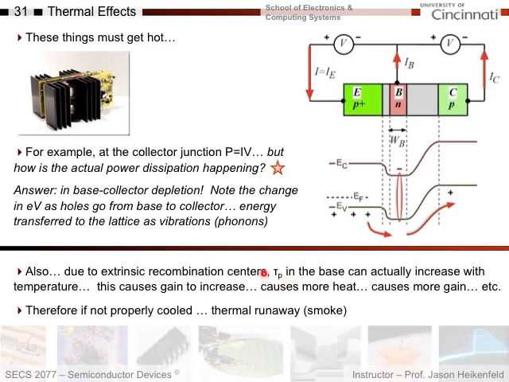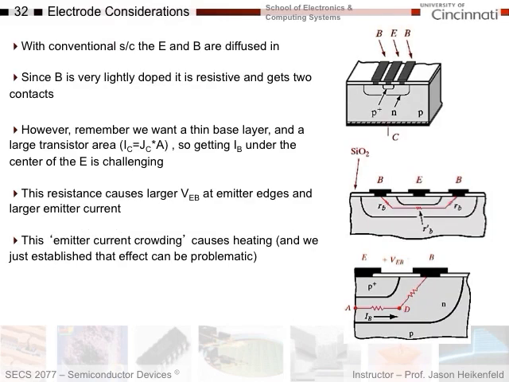Well, if tau p goes up as temperature goes up, that means my gain increases, right? For a given amount of electrons, I'll have more holes get across without recombining. Well, if I have more gain, I get more current, right? If I get more current, then I get more power dissipation, which, wait a second, that gives me more heat and temperature, which gives me more gain and more current, which gives me more heat. And you can see that if this is not cooled, I'll get thermal runaway. The whole thing will turn to a puff of smoke. So that affects how I fabricate BJTs.